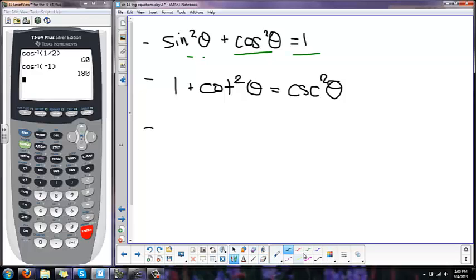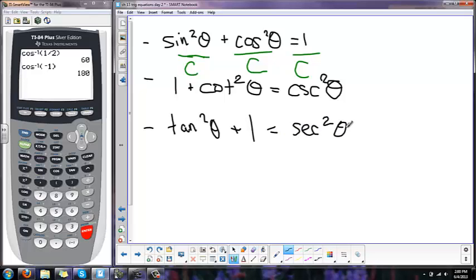So how about we try this again? How about we divide everything through, this time by cosine squared theta. I'm just trying to abbreviate so I can do this quickly, because I know that we have a lot more important things to do. So sine squared theta divided by cosine squared theta is equal to tangent squared theta. Cosine squared theta divided by cosine squared theta is equal to 1. And 1 divided by cosine squared theta is equal to secant squared theta. Now that's the equation that I want to look at, because this is the one that has secant in it.